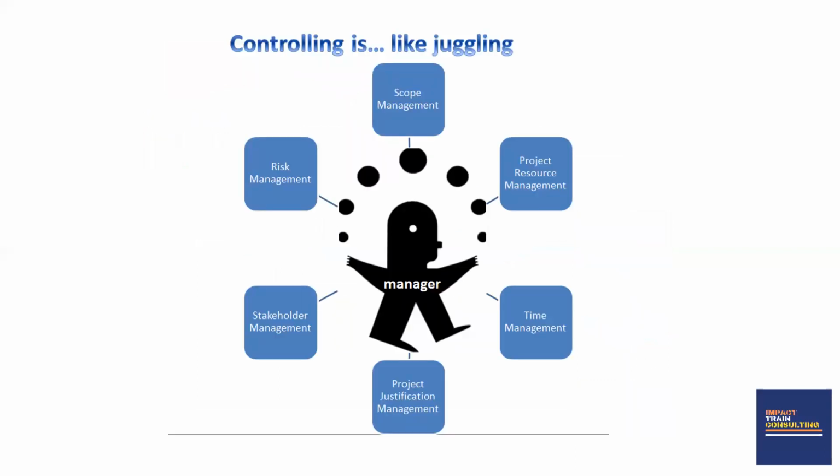Controlling is like juggling. As a project manager, you are juggling different balls. If you spend so much time on one ball, then you're going to lose the rest of the balls. So as a project manager, you'll be working on scope management, project resource management, time management, justification management, stakeholder management, and risk management at the same time. Of all the disciplines of project management, you will be paying attention to them.